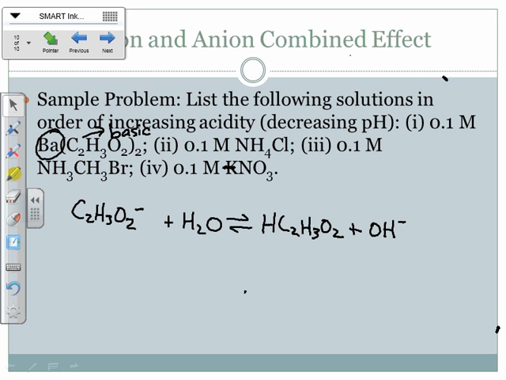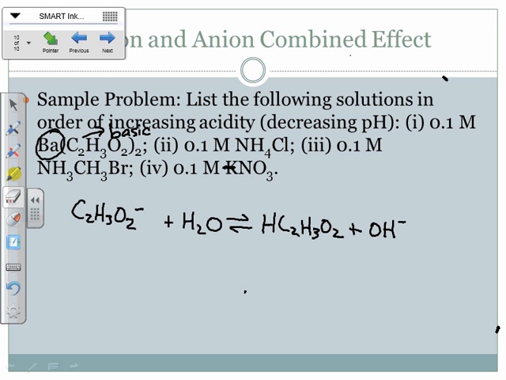So that OH minus, that is a strong base. That's kind of the definition of a base. This HC2H3O2 that gets formed, only a little of that is going to dissociate and form H+. So there will be a little bit of H+ in that solution, but overall it's going to be a basic solution because there's OH- in that solution.